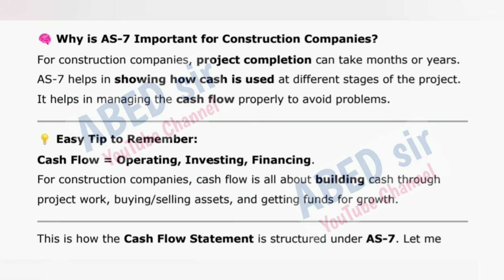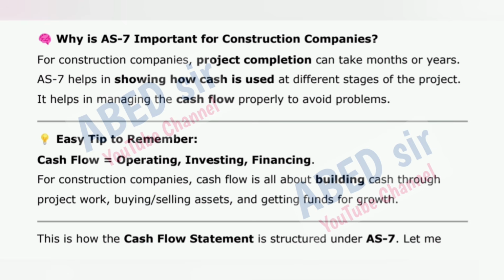Why is AS 7 important for construction companies? For construction companies, project completion can take months or years. AS 7 helps in showing how cash is used at different stages of the project. It helps in managing the cash flow properly to avoid problems.